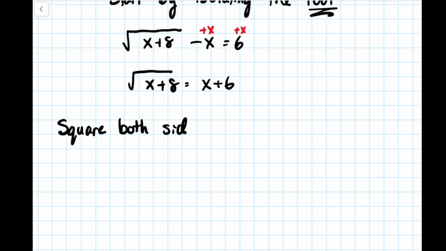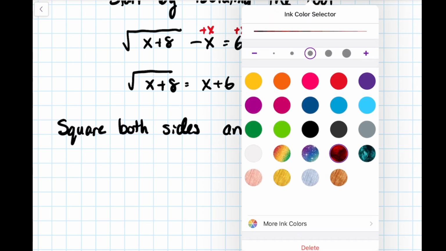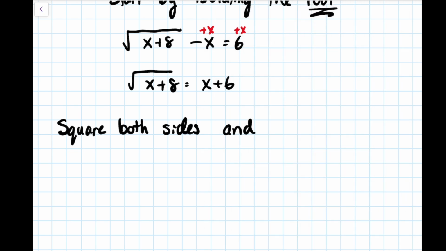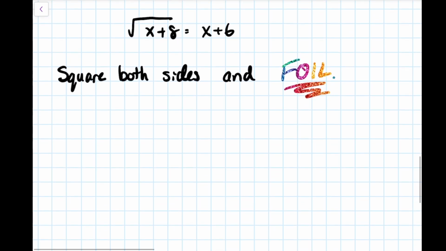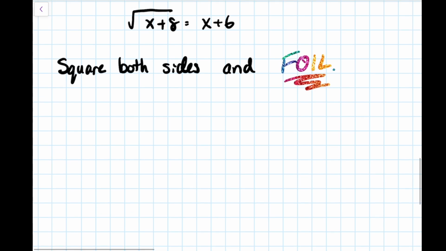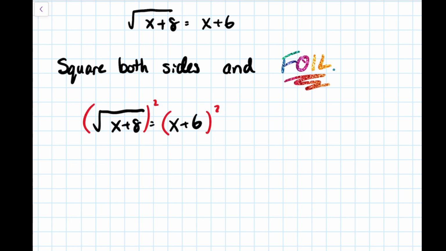But when you do that, if you look at that x plus 6, if you square that, you are going to have to do something specific, and that something is FOIL, right? So when you square both sides, when you have that x plus 6 over there, you have to FOIL that. It's going to be a really common place for people to mess up. So we've got root x plus 8 equals x plus 6. We're going to square. On the left, that just cancels out. That's great. So we've got x plus 8.